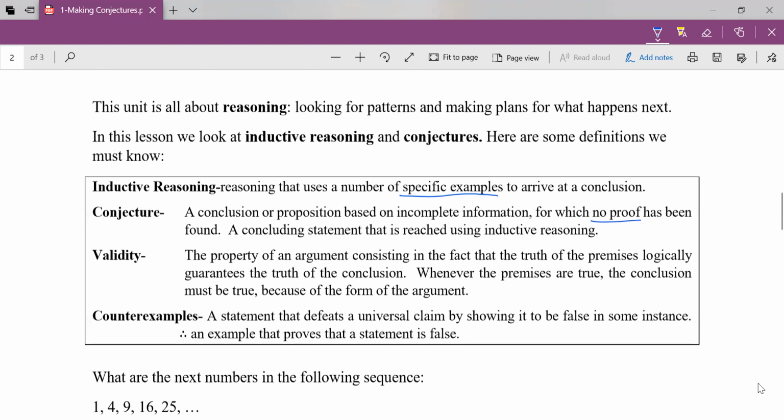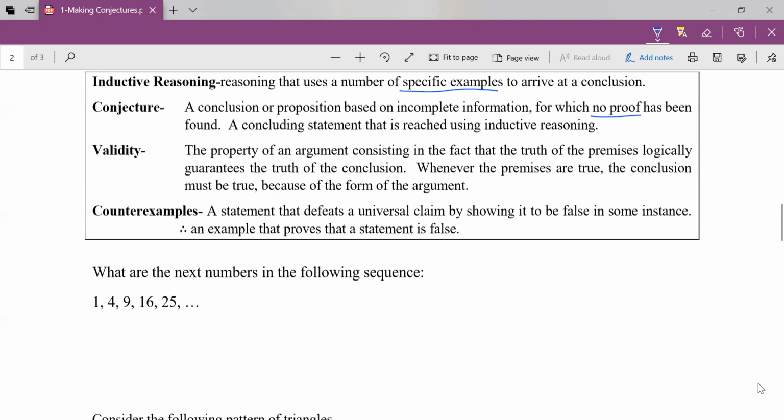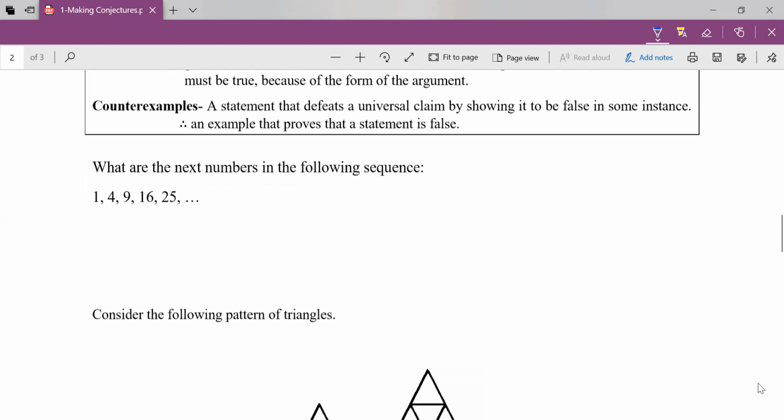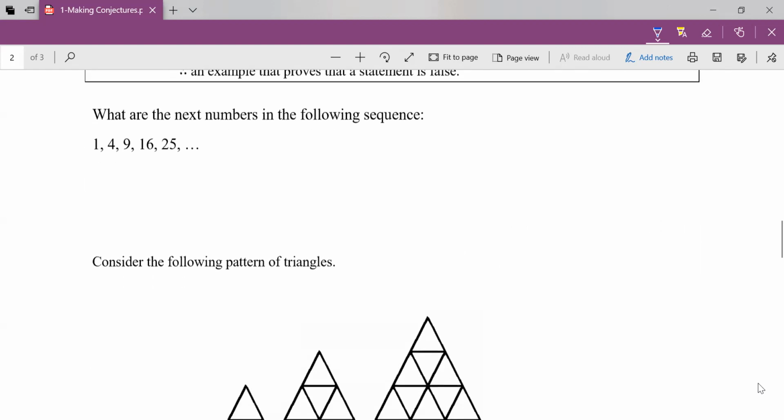This is going to feel very different than maybe many of the other math classes and units you've done before. I kind of like it because to me, it's like puzzles. So here we go. Here is a good example. What are the next numbers in the following sequence?